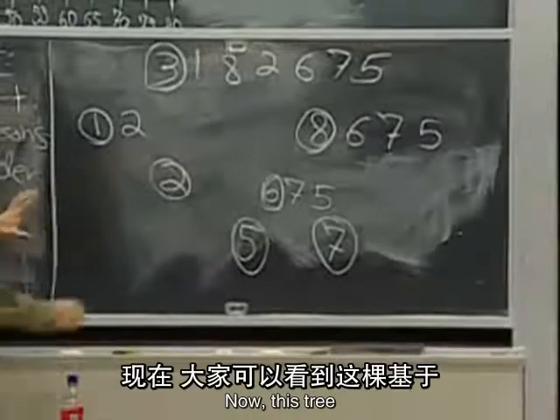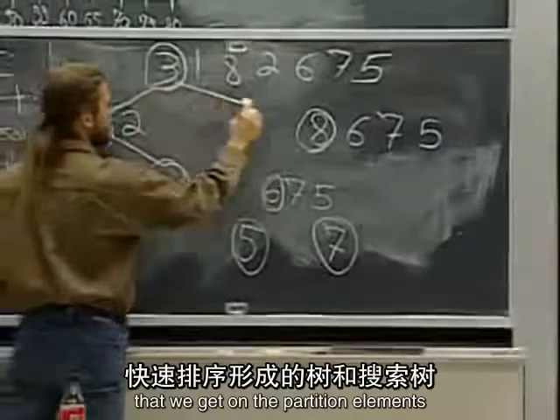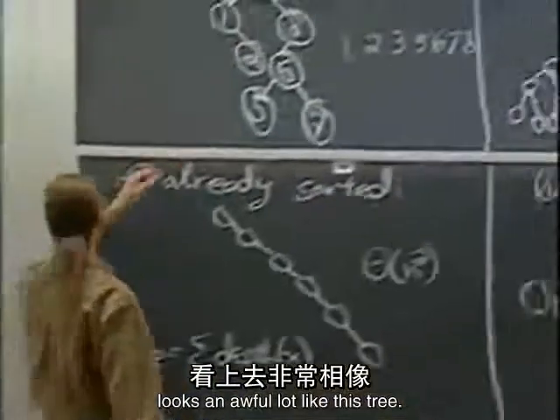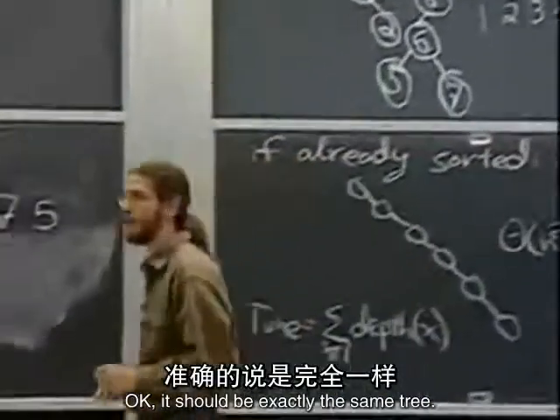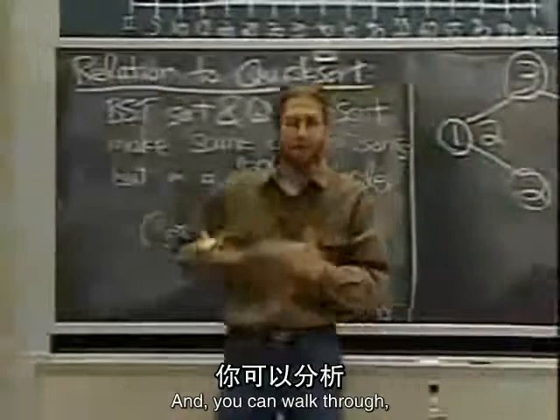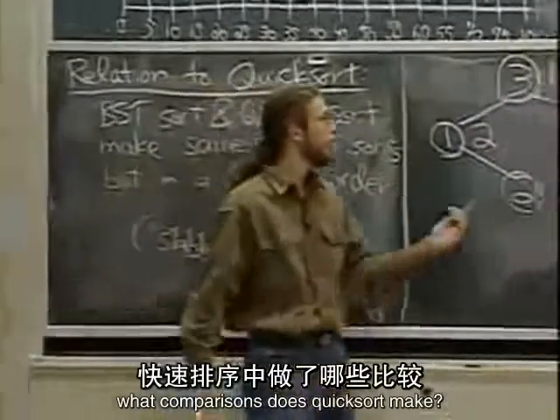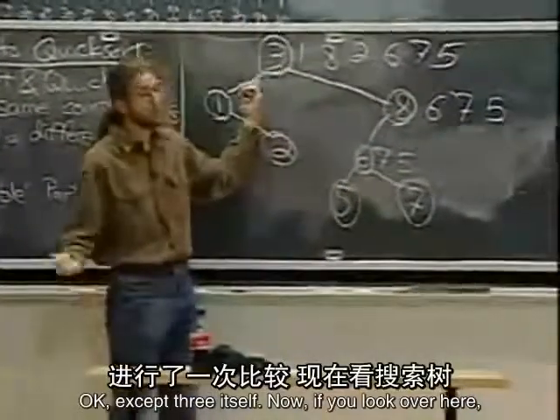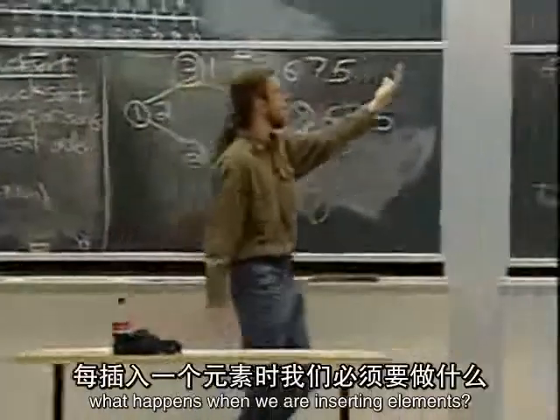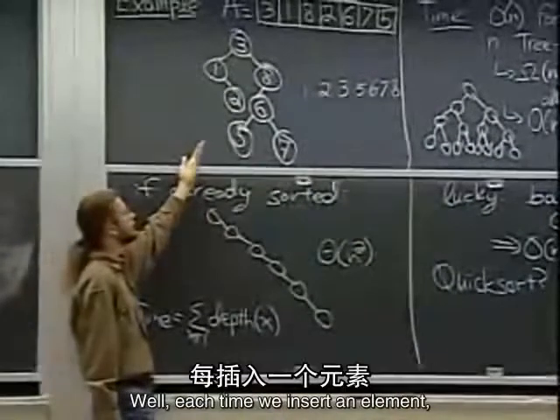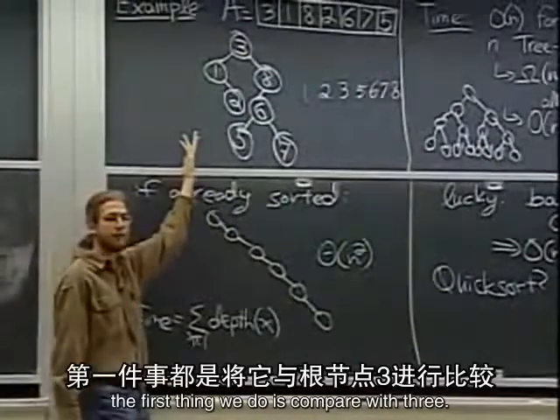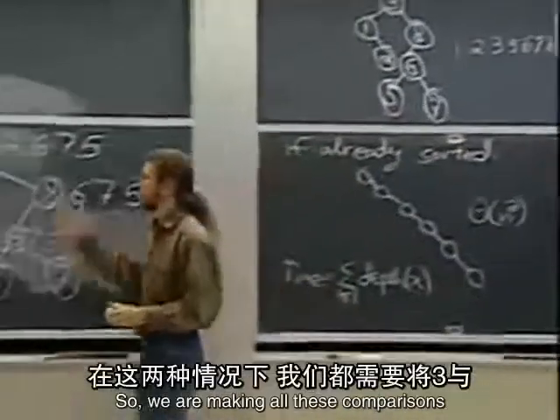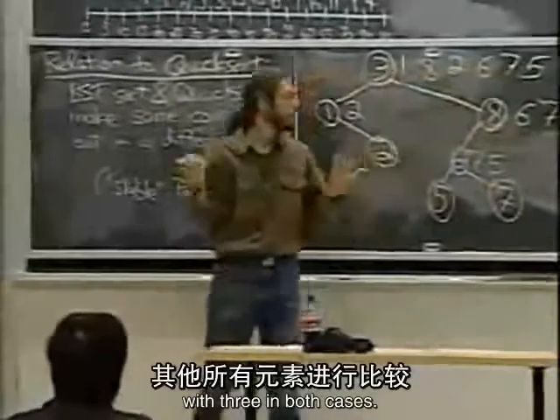Now, this tree that we get on the partition elements looks an awful lot like this tree. It should be exactly the same tree. And you can walk through what comparisons quicksort makes. Well, first, it compares everything to 3, except 3 itself. Now, if you look over here, what happens when we're inserting elements? Well, each time we insert an element, the first thing we do is compare with 3. If it's less than, we go to the left branch. If it's greater than, we go to the right branch. So we're making all these comparisons with 3 in both cases.